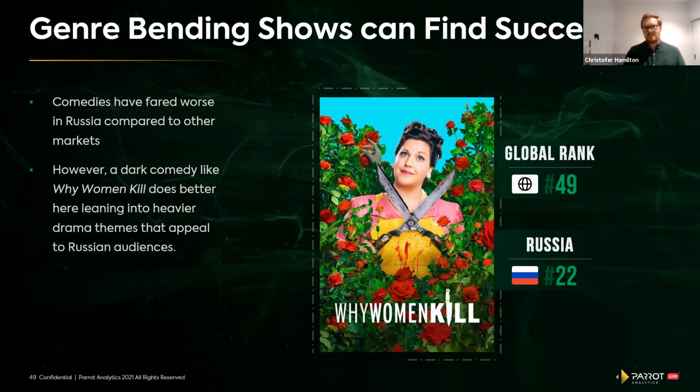This next show, I think, is a good example of how genre-bending shows can find success in a market where you might not normally think they would be successful. So we saw in Russia, comedies have fared worse than other types of content, much smaller share of demand, and comedies tended not to rank very highly in Russia. This is an example of a comedy that succeeded. So Why Women Kill ranked 22 in Russia for the quarter and globally ranked 49th. If you can't tell by the title, or the show image, this is not just a comedy, it's a dark comedy.